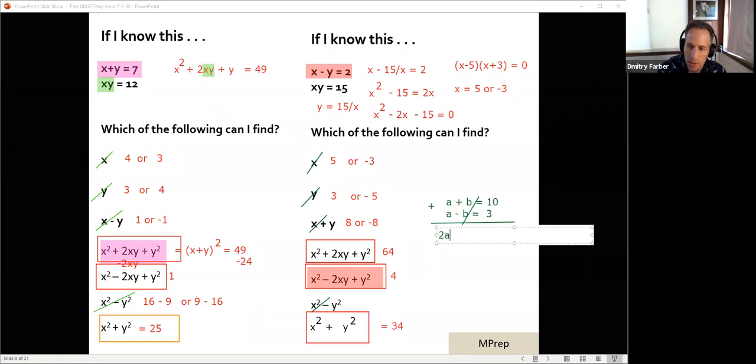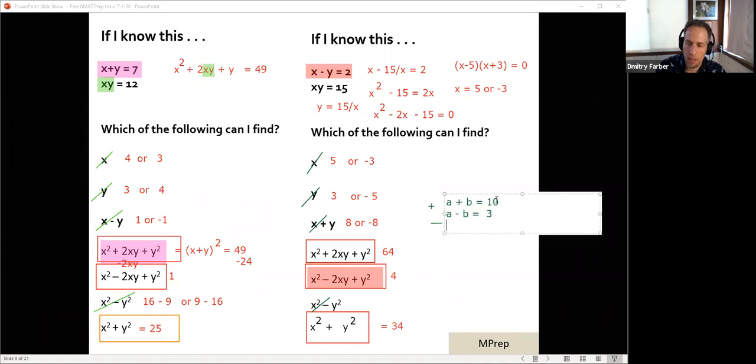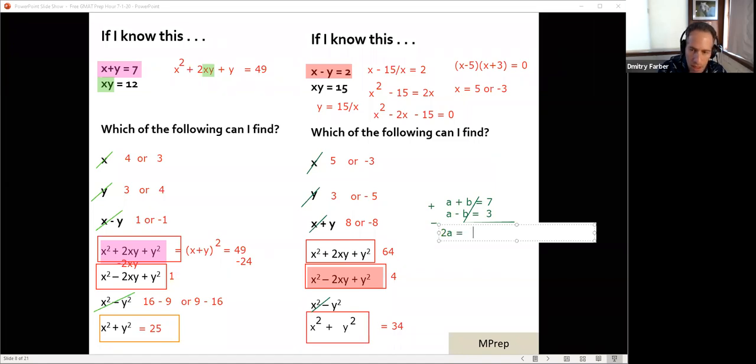Oh wait, I think I wrote that wrong. I was going to say that's going to give me a weird a. I didn't want that. Let's say I have, just do 7, so it ends up being 5 and 2. So if I stack those together, then I get 2a is 10 and a is 5.